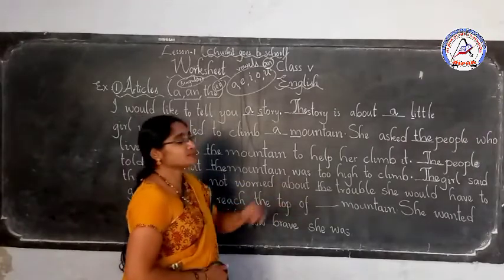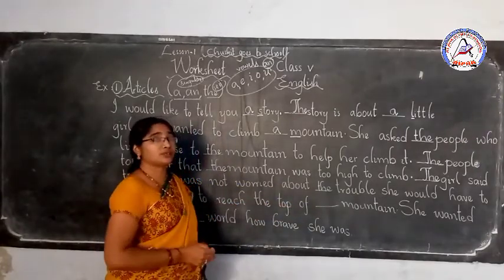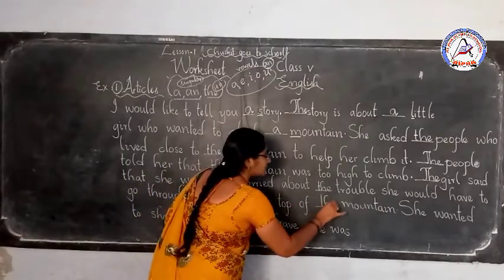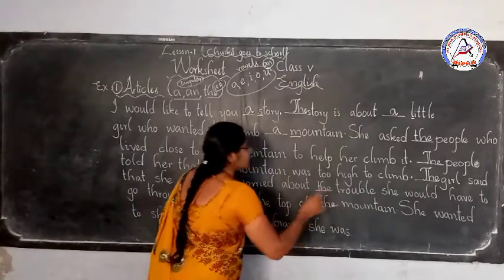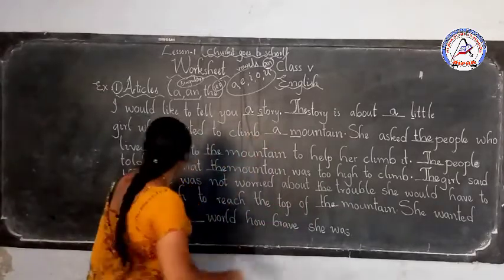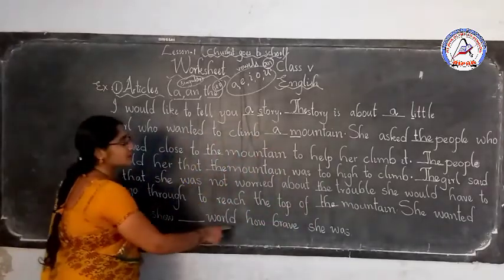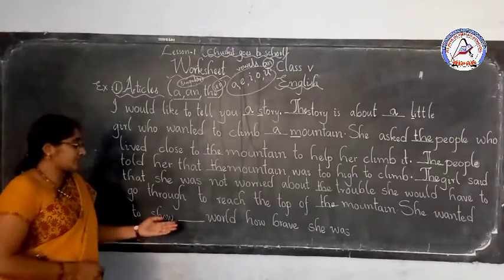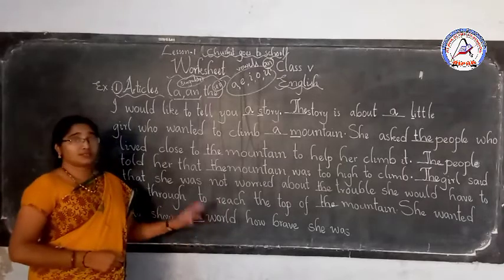top of dash mountain. Tell me what you write, A mountain or the mountain? Yes, the mountain. Because the mountain already you know. Which mountain? The same mountain which the girl wants to climb. She wanted to show dash world how brave she was. What is right here? You can check here. W is consonant and world is also singular.